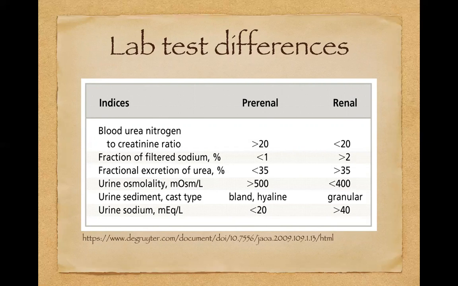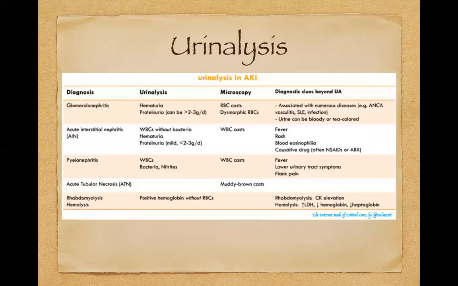And then there are other markers as well, like your fraction of filtered sodium, the percentage, and all of that. But to be honest, I've never calculated that, so I don't know how useful that would be in an ED setting. They say that the furosemide stress test, which has replaced some of these, is also quite useful in determining whether it's pre-renal or renal.